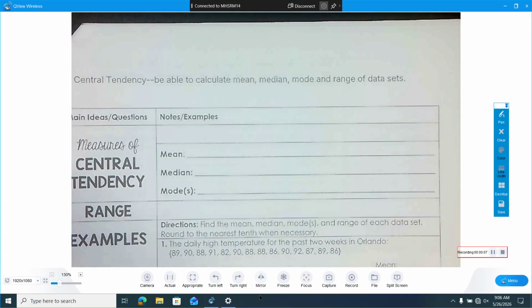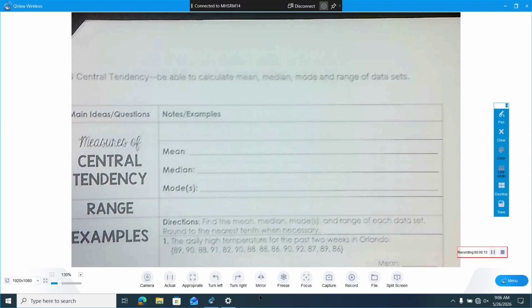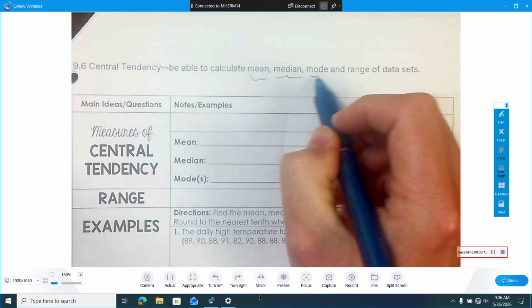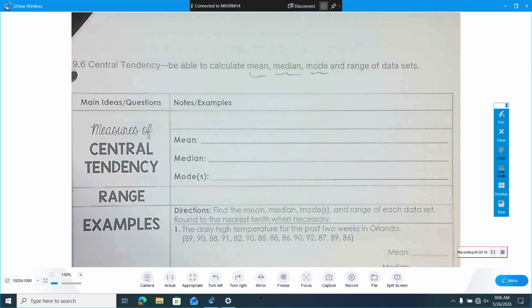So we just did a little unit on probability, which I think was pretty good. But this is now statistics, and we want to be able to calculate mean, median, mode, and range of data sets. Raise your hand if you've heard those words before. Oh, good. Yes. All right. These are measures of central tendency.